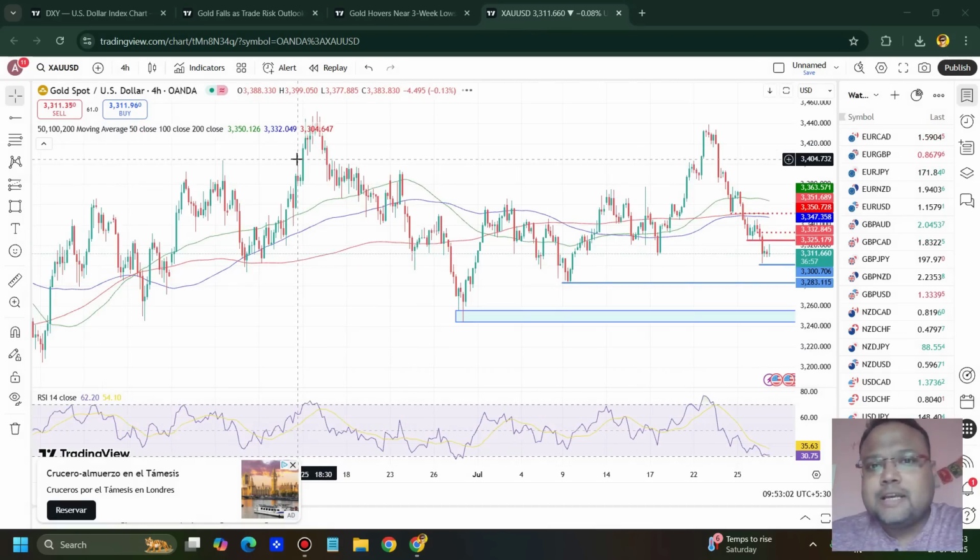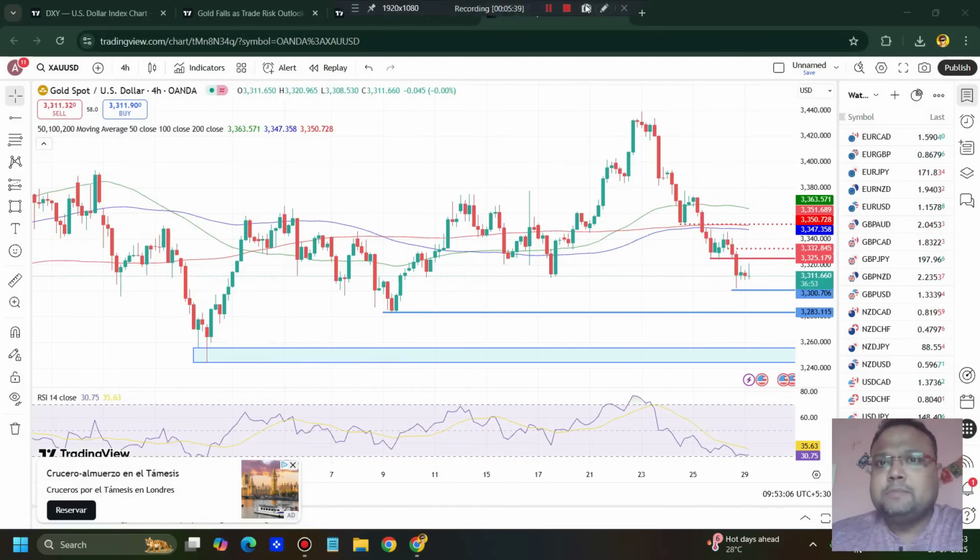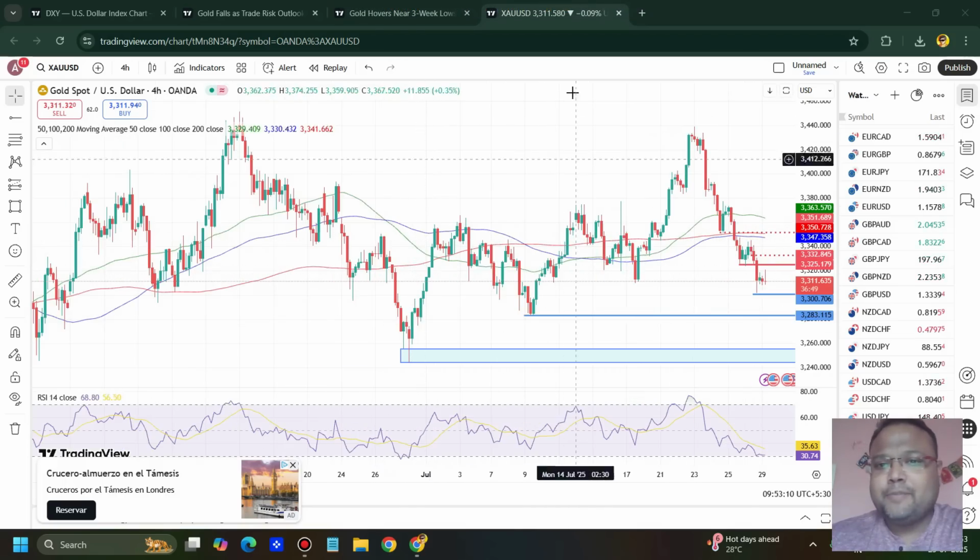And if you look at the 4 hours time frame, we get a similar picture, because the 4 hours time frame is better than the daily time frame to understand the levels here. So you can see I have drawn many levels here.